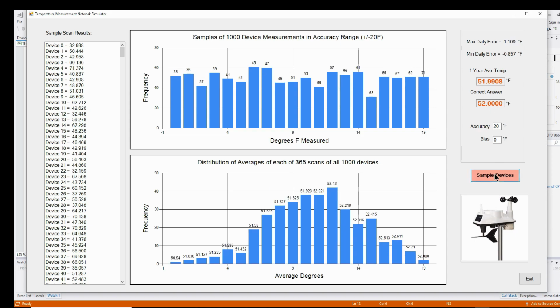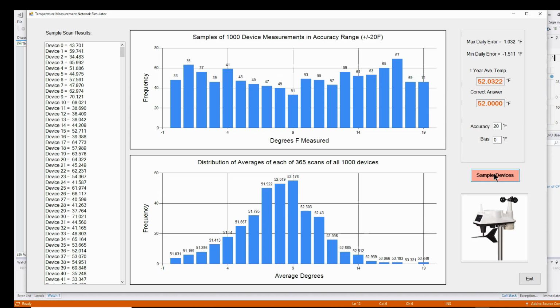And I do it again, 51.99, 52.03. So again, it's less than 1/10 of a degree, even though I'm widely off in each of the devices' accuracies. But again, it's because all of the highs and all of the lows are kind of canceling each other out, because it's uniformly distributed. So these numbers here are canceling out these numbers here.